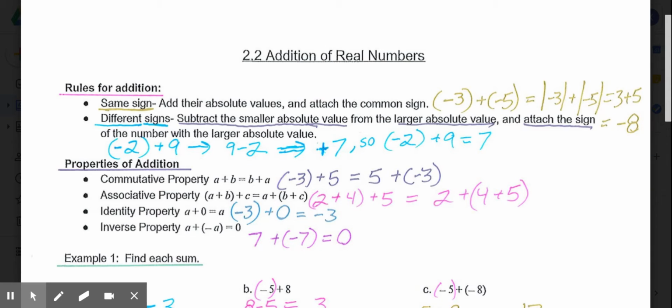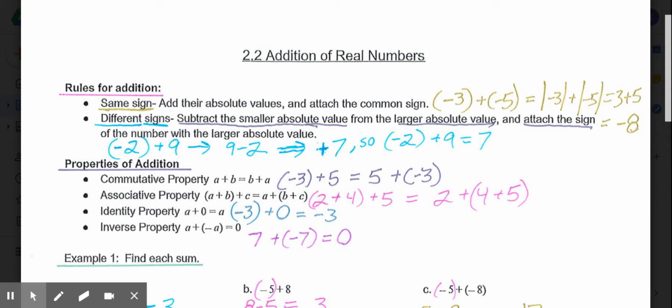Welcome to Lesson 2.2, Addition of Real Numbers for Algebra 1. So our rules of addition, we have two of them for adding real numbers. And in all my examples to start, we'll be using integers, not worried about decimals, but the same rules apply whether it is decimal, whole number, or fraction.